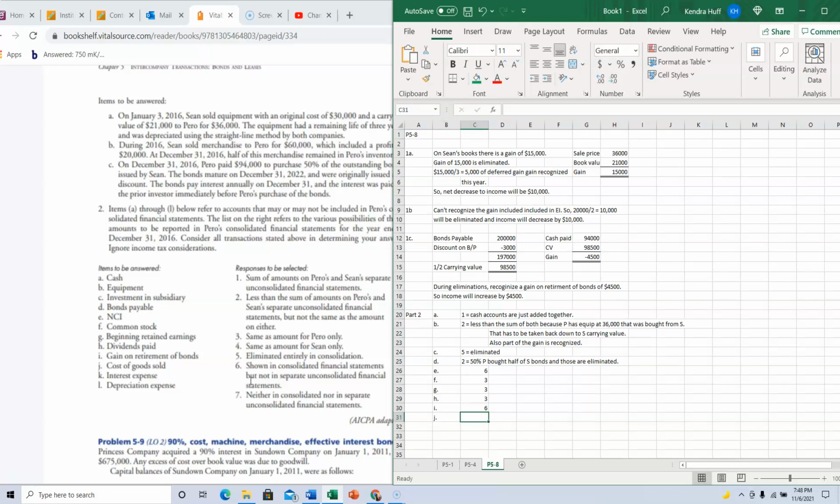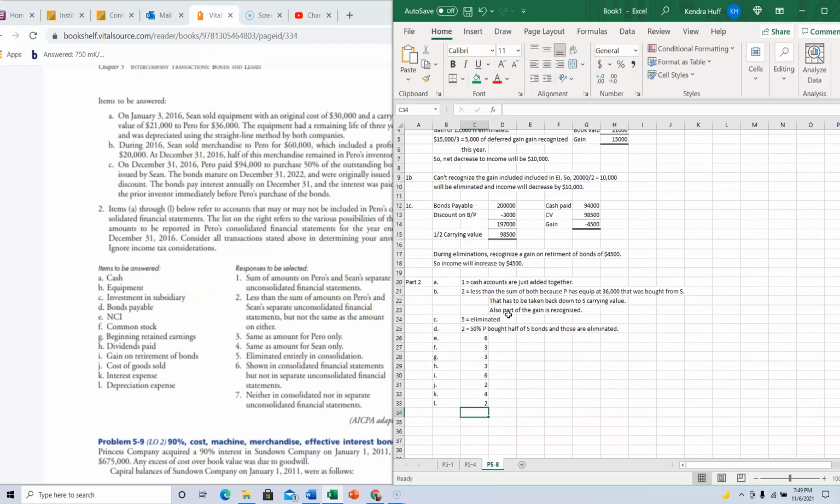Cost of goods sold. You're going to add them up, but it's going to be less because you have this profit that you have to worry about. So which one is that? 2. Interest expense. Interest expense is going to stay the same for Sean. I don't even know if they had any for Pero, but it will stay the same because they paid it to an outside party, so we don't have to eliminate it. All right, and then depreciation expense. You're going to add them up, but it's going to be less because you're going to decrease depreciation expense when you recognize part of this gain up here. And that's it for that one.